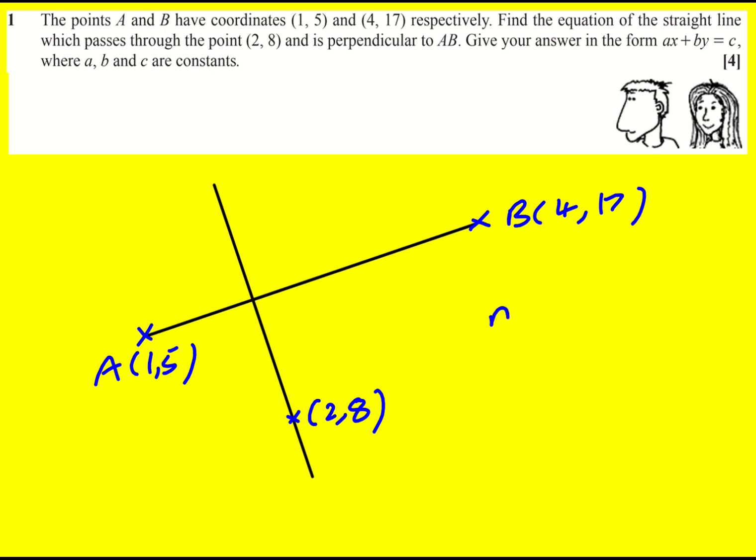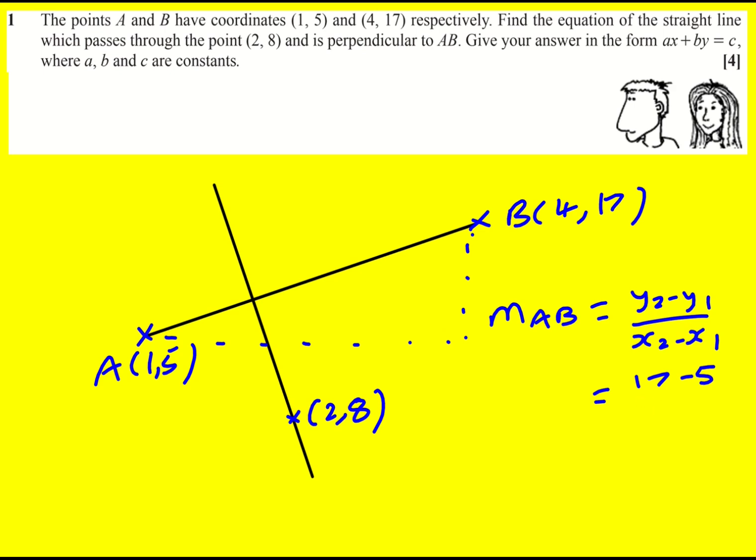So first thing is let's find the gradient of AB, because that relates to the gradient of the perpendicular. And that is going to be y2 minus y1 over x2 minus x1. You could draw a little triangle and figure it out from that, but at this level it's just best to know that formula and then substitute straight in. So 17 minus 5 over 4 minus 1, which will be 12 over 3, or 4.